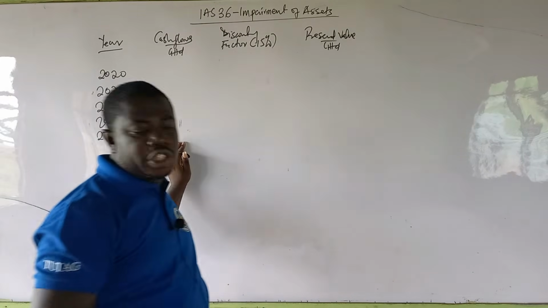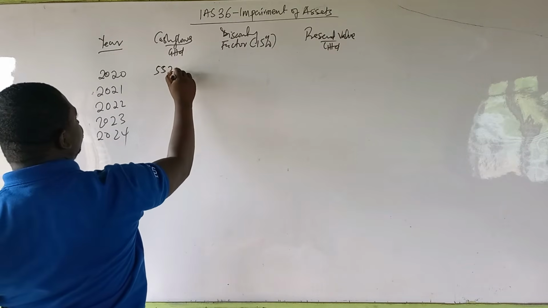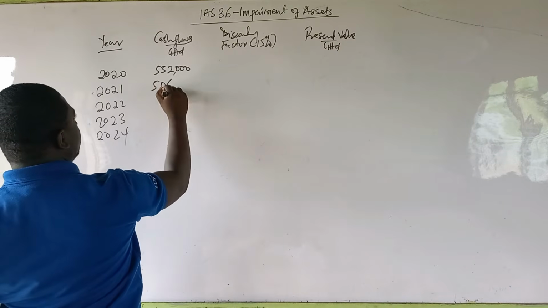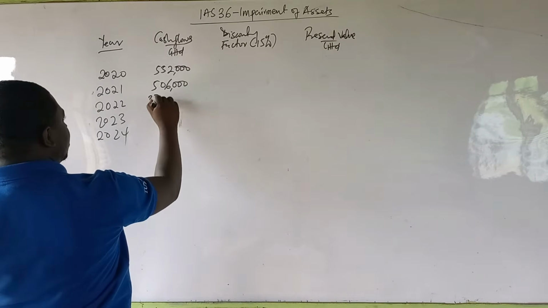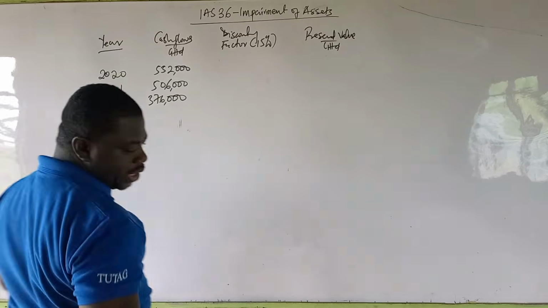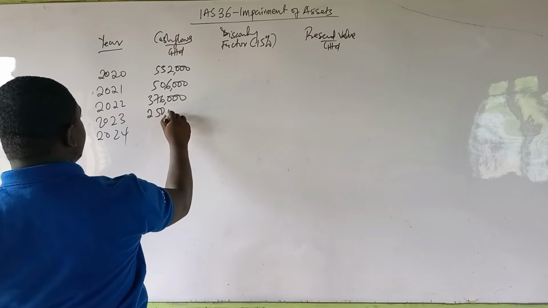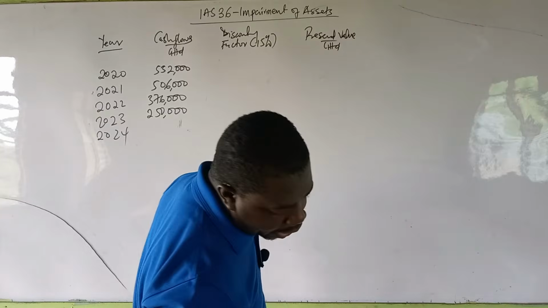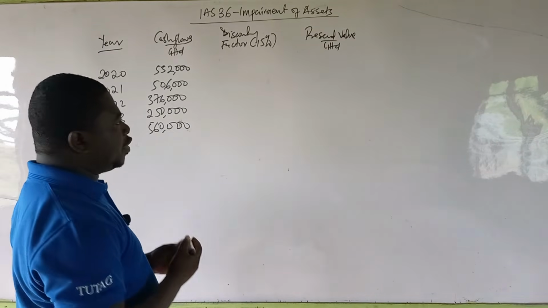Then the cash flows were given to us in the question. So we are going to pick the cash flows directly from the question. 552,000 for 2020. 2021 is 506,000. Then 2022 is 376,000. 2023 is 250,000. And then finally, the last year, 2024, which includes the expected proceeds from the disposal of plant, is 560,000. So these are the cash flows given to us.